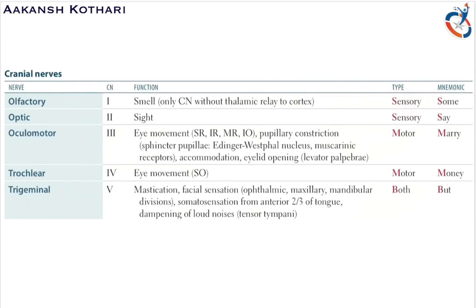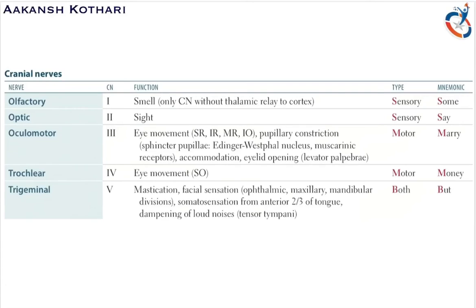As the name suggests, it is used for smell. So the olfactory nerve is a sensory nerve which has the function of smell. Now, this is the only cranial nerve which does not have a thalamic relay, so it is without a thalamic relay to the cortex.